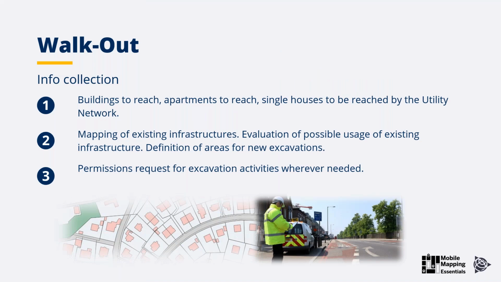Before designing a new network, it is quite important to establish what's available already on site, which buildings have to be reached, which houses, which offices, which services have to be reached with this utility network. It's also important to know what already exists, because it might be the case that some existing sub-services could host the passage of cables for the fiber optic.